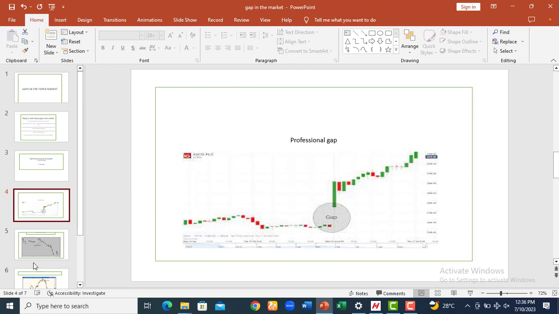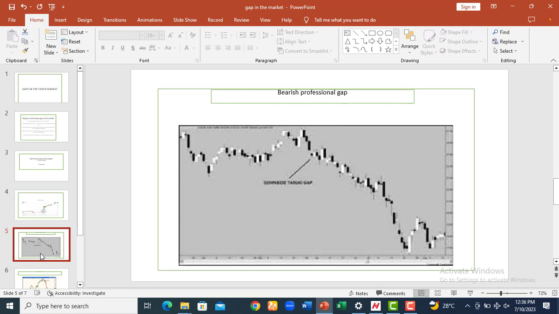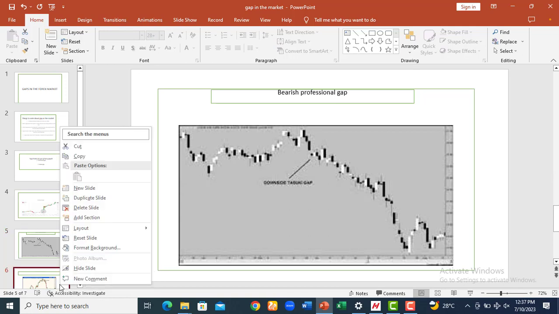Now, we also have the bearish professional gap. A bearish professional gap, yes, it's still in the opposite direction. You see a market buying, buying, buying. Then about the time it starts to reverse, it shoots downward, giving a gap downward. It shows continuation towards the opposite direction.